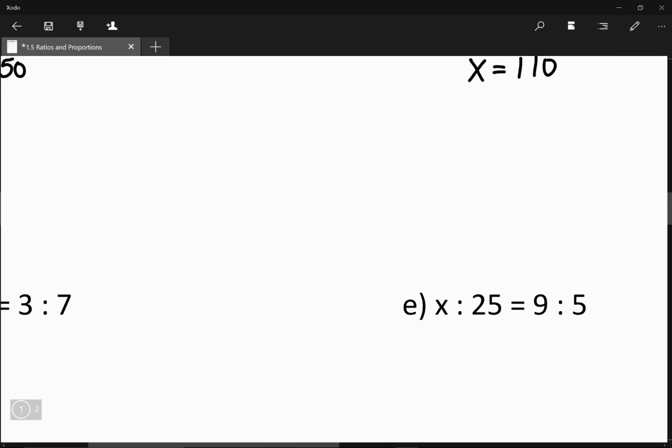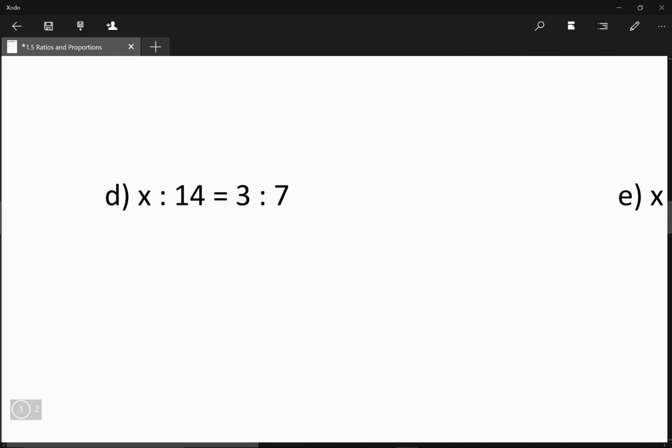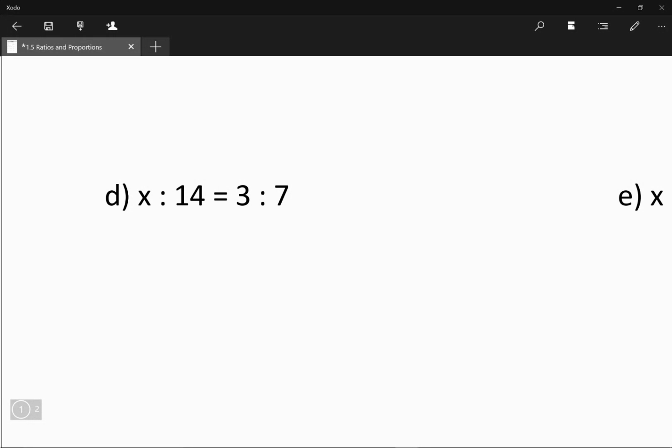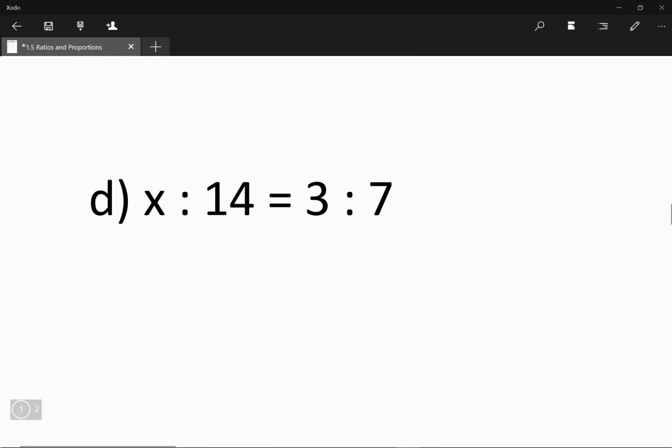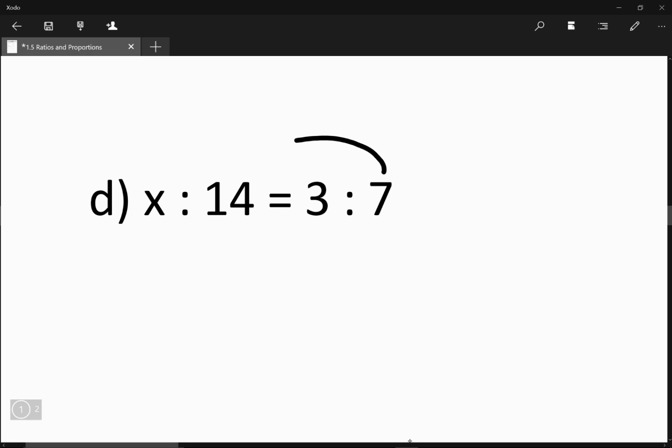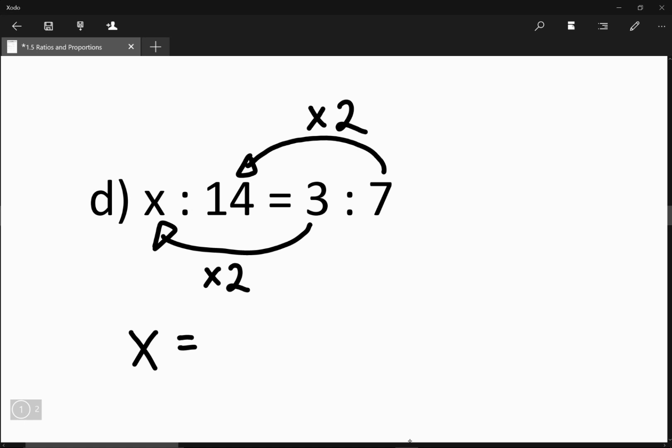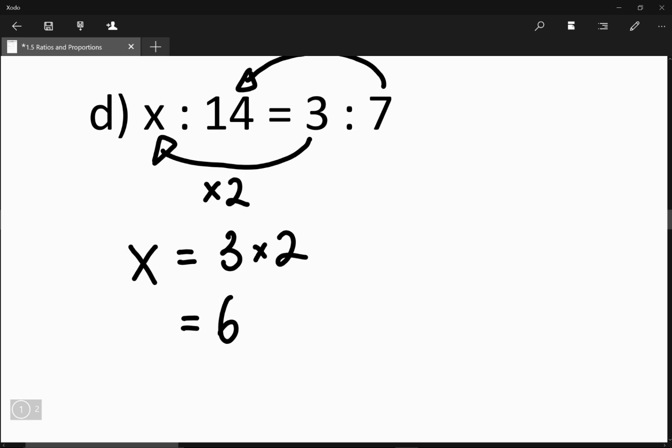Let's look at the next one. So here, part D, x to 14 is equal to 3 to 7. So if these are equal, they have to have the same scale factor. So starting from the completed ratio, work backwards. So 7 to 14, I have to multiply by 2, which means to go from 3 to find x, I take my 3 and I multiply that by 2. So x is equal to 3 times 2, and so that is equal to 6.